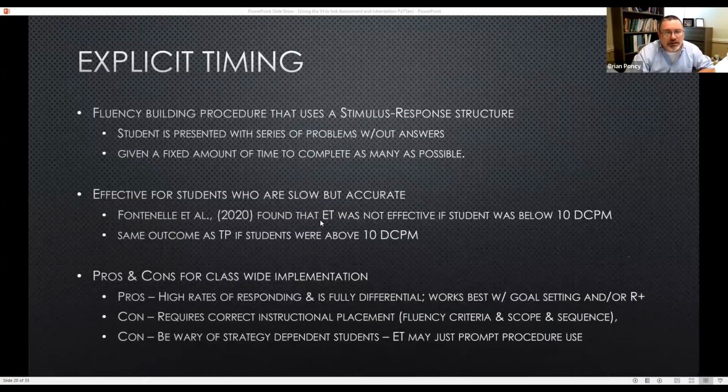And tape problems, it worked for students under 10 digits correct per minute. Above 10 digits, tape problems work the same as explicit timing. My guess is if you get kids up to 20 to 30 digits correct per minute, that's when explicit timing would begin to separate itself out from tape problems. And again, sometimes we go below that because in explicit timing, you can differentiate what students are actually working on as compared to tape problems where everybody does the same thing.